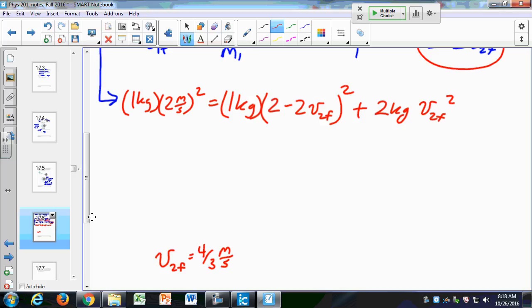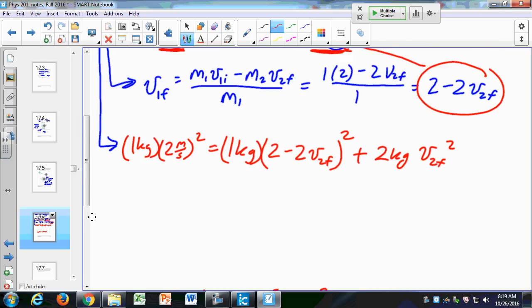Actually, you'll get two solutions for V2F. You'll find that it's either 0 or 4/3, but we know that it can't be 0, that it's not going to not move because it's colliding with this object. So you'll also get a solution of 0 when you work through the algebra of this. And then V1F is equal to minus 2/3 meters per second. Once you find V2F, you plug it in here to get V1F.